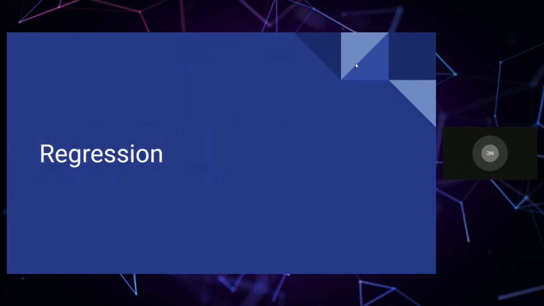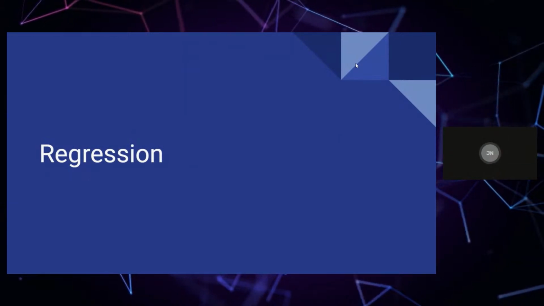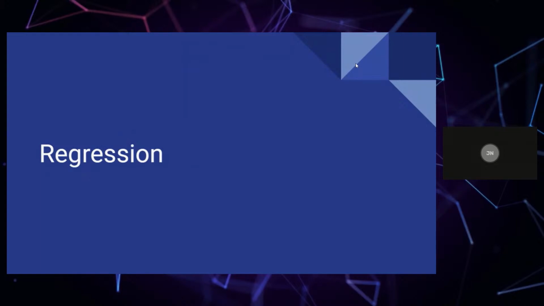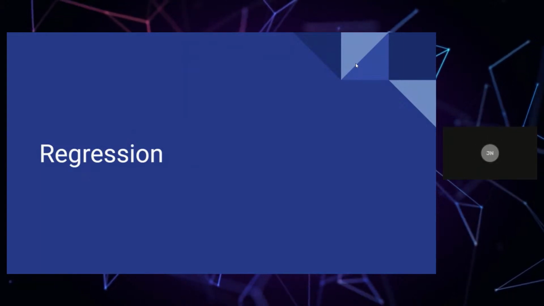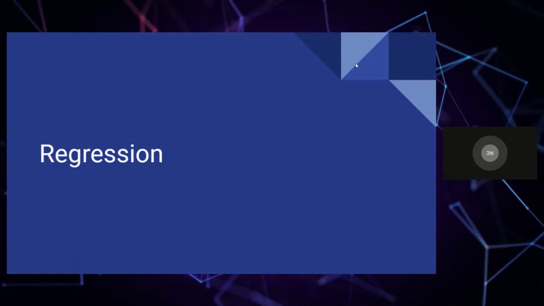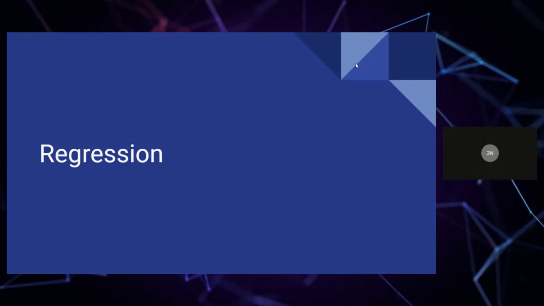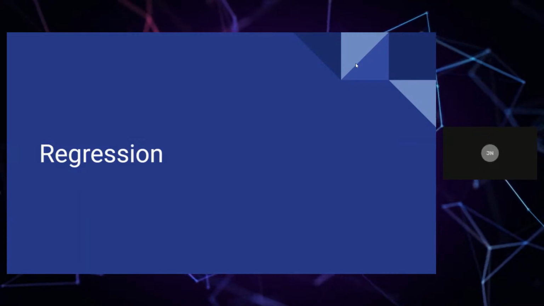Now, first in this session, I'm just going to talk a little bit about regression, what regression is. Regression is a form of machine learning that basically helps us to predict numeric labels based on the features of an item.